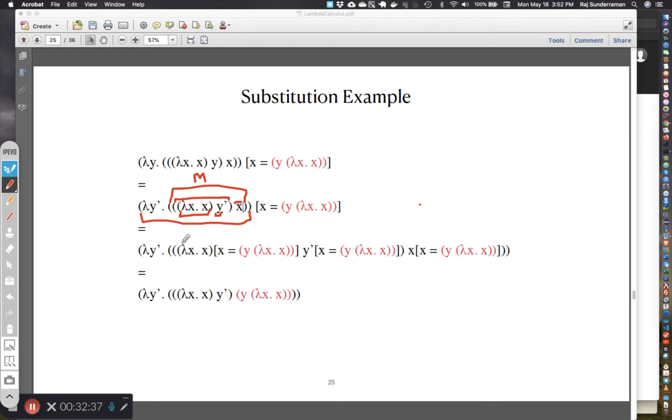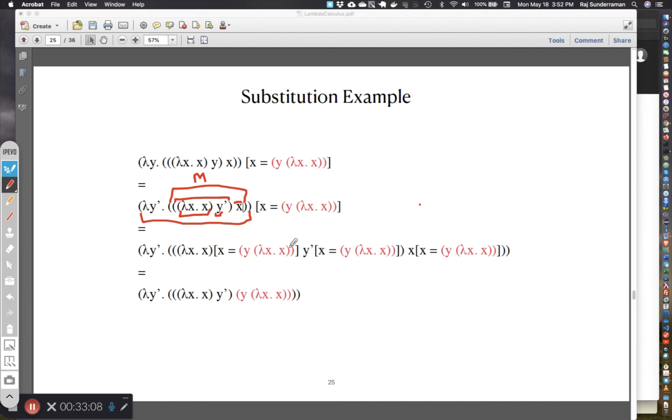You can see the lambda x dot x with this substitution applied, then the y prime with this substitution applied, and then the x with that substitution applied. So I have taken this substitution and filtered it into these three. The y prime and the x are easy to solve. This will keep the y prime as it is, and the x will be replaced by this value, and that's why you see that here.